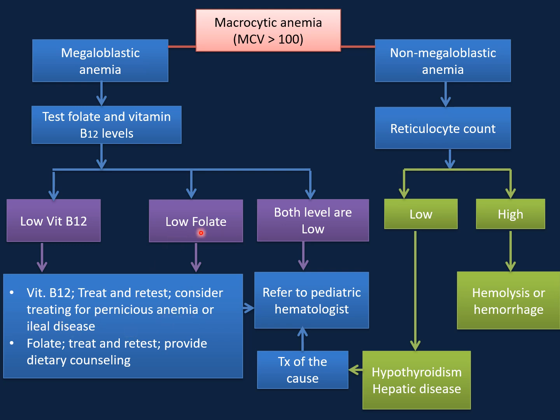In case of low folic acid, you need to confirm that B12 is not deficient, that B12 is normal. Then when B12 is normal, you can go ahead and treat with folic acid, retest the patient again, and provide dietary counseling. If both of them are low, in this case you need to refer to a pediatric hematologist for management and the possibility of a bone marrow disorder.